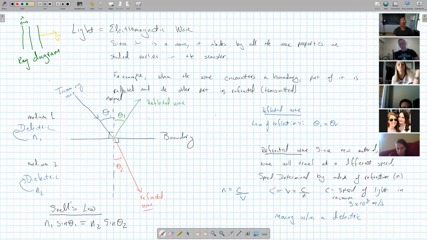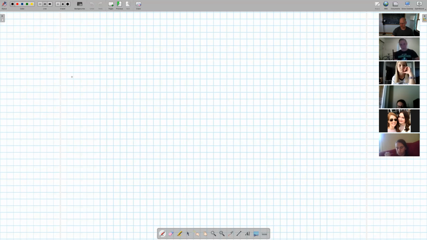But again, I'll show you pictures of that, and we'll talk more about it later. So basically this is all we're going to be doing in this lab. In this lab, we're going to be looking at the refracted wave. So again, we're going to take a surface here and send in an incident beam.